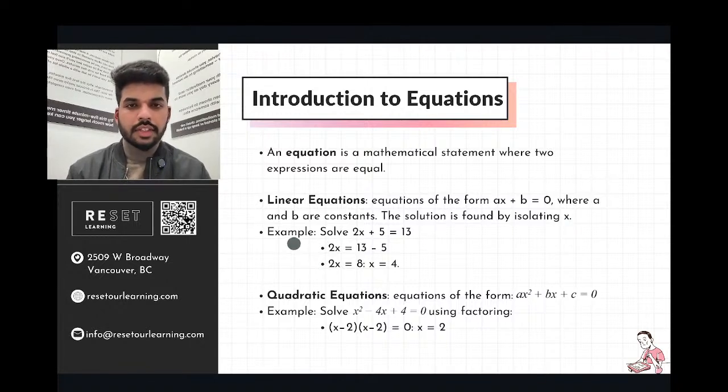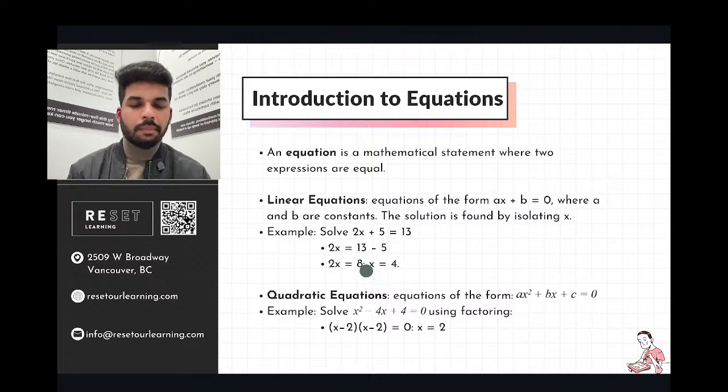So let's take an example. We have this equation, 2x plus 5 equals 13. This is basic algebra and we want to solve for x. So how do we do it? We subtract 5 on both sides to get the 5 cancelled, and then we are left with 8 on the right hand side. So we have 2x equals 8. Dividing by 2 on both sides gives us x equals 4.